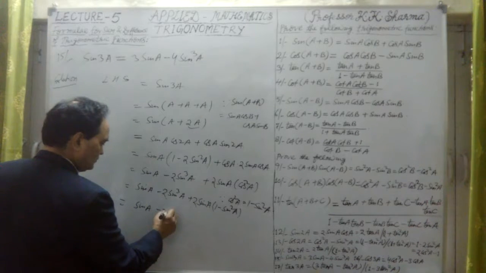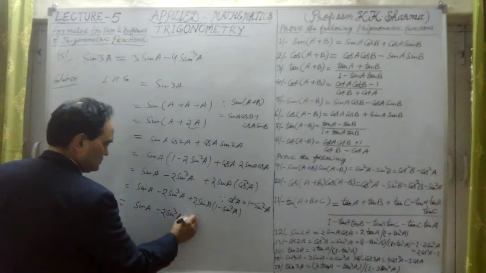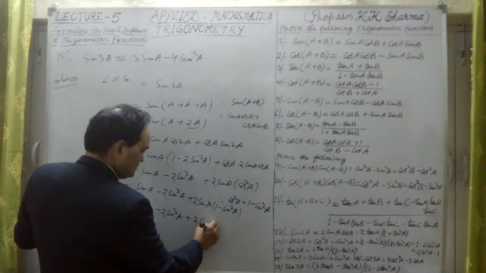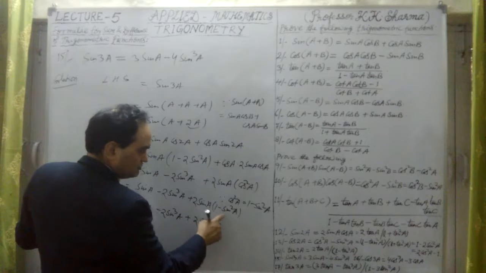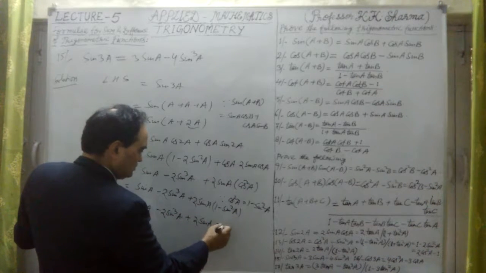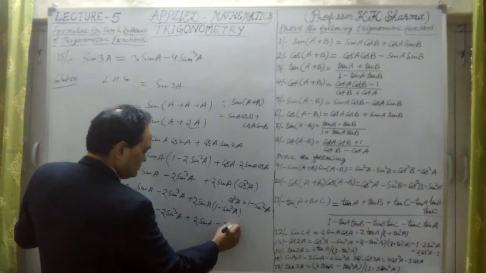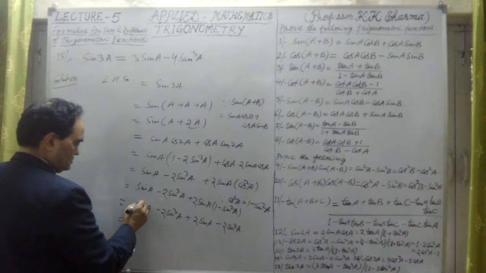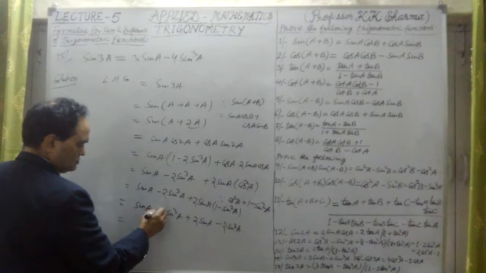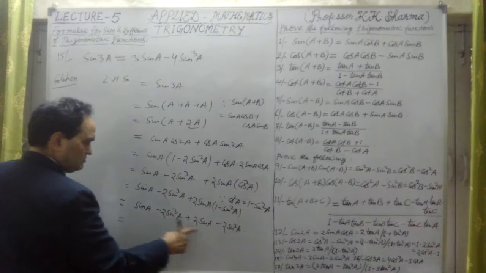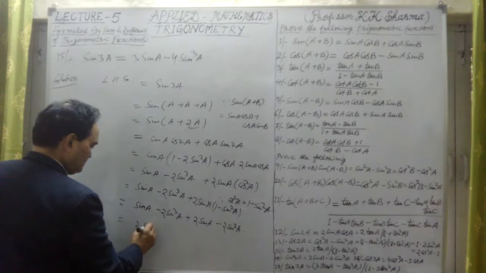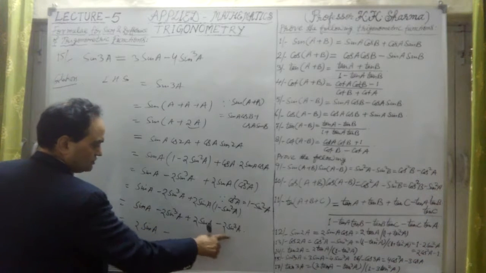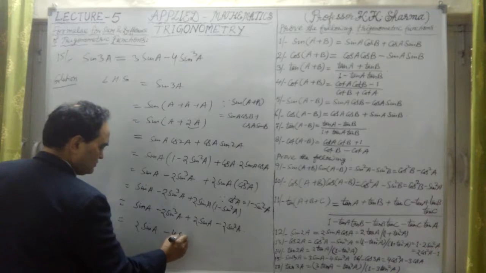Sin A minus 2 sin cube A plus 2 sin A into 1, which is twice sin A, minus 2 sin A into sin square A, which is 2 sin cube A. This is equal to sin A plus 2 sin A is 3 sin A, minus 2 sin cube A, 2 sin cube A, this is 4 sin cube A.